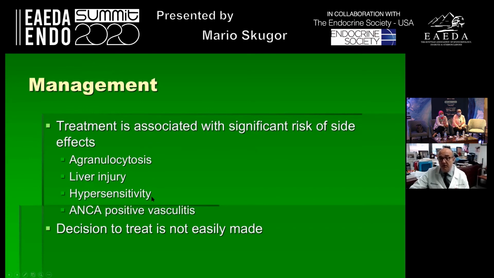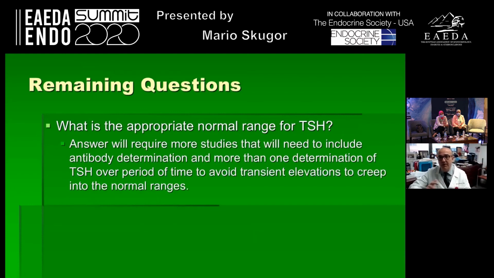Hypersensitivity is seen in many of these patients, and with all of these medications, they will have rashes and so on. And cross-reactivity is about 50%. So if you have a reaction to one medication, there's about a 50% chance you're going to have a reaction to the other medication. ANCA-positive vasculitis was described with PTU. So the decision to treat is not easily made like in subclinical hypothyroidism. Here you have to really weigh the benefits and risks.